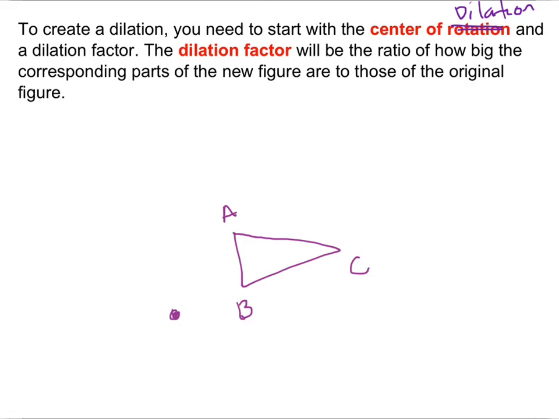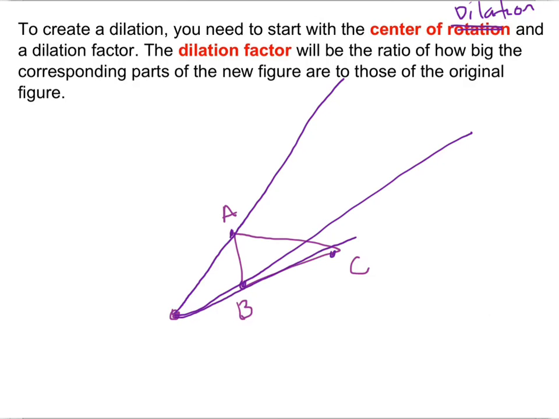A dilation factor will be the ratio of how big the corresponding parts of the new figure are to those of the original. So let's say that I were dilating this original triangle by 1.5. What I would do is make lines that connected these points to the center of dilation, and I would extend them. So there are these lines right here. And if my dilation factor were 1.5, it means I would measure the distance between the point and the center of dilation, and I would go 1.5 times that distance.